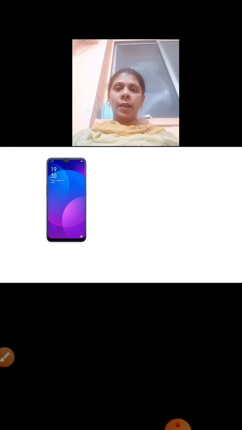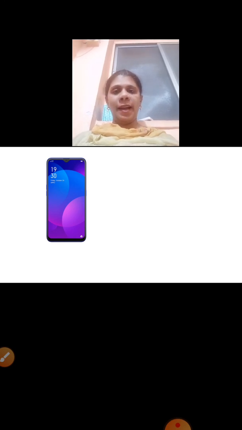Here, what is this? Mobile phone. Yes, everyone knows this. So it's a mobile phone. Now what is the shape of the mobile phone?